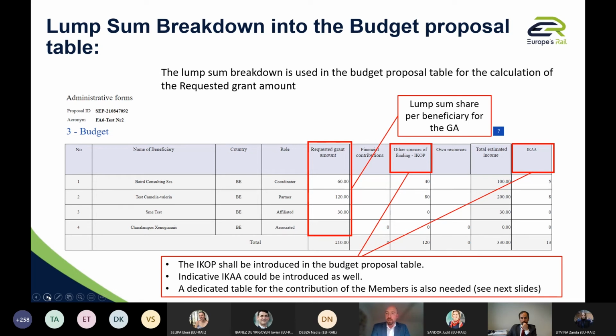For the members only, for the members of the program, there are dedicated columns for the ICOP and for the IK. So the ICOP should be introduced in the budget proposal. So if a member has marked in the financial Excel table that the funding rate was 60%, automatically you will know that the ICOP will be 40%. If a member has identified that the funding rate was 50%, then the ICOP will be 50%. And if a member has established that it was 100%, then there is no ICOP. And then there is the IK that should be considered at member level afterwards. Okay?